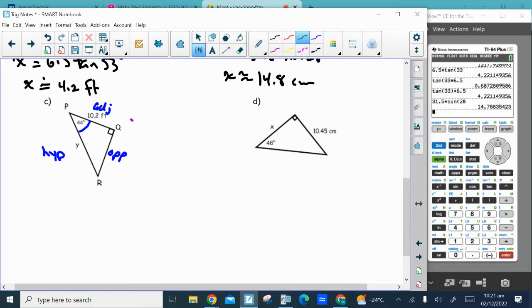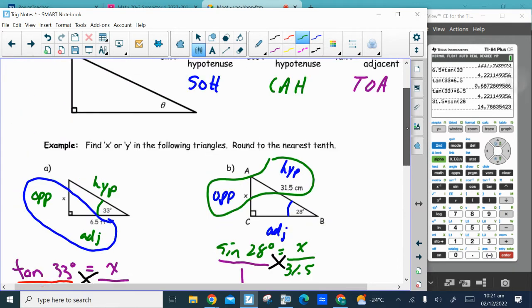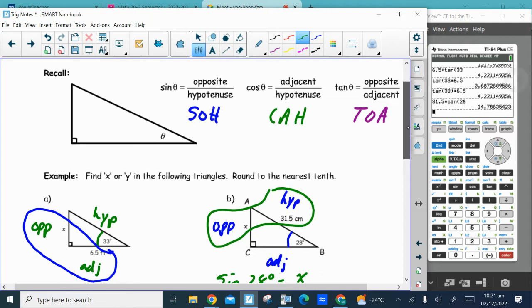Next, we need to figure out which two sides we're going to use. We want to find the length of y, which is the hypotenuse. We're given the 10.2 feet, which is the adjacent. Those are the two sides that we're going to use: the adjacent and the hypotenuse. And if we look above, cosine is the one that uses adjacent and hypotenuse. That's the only one that uses those two sides.